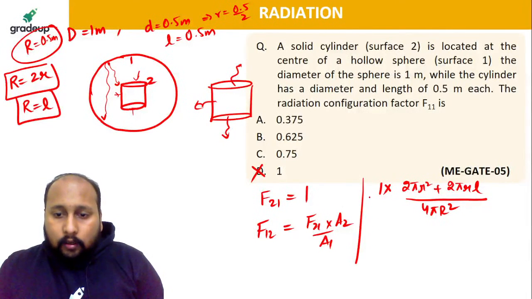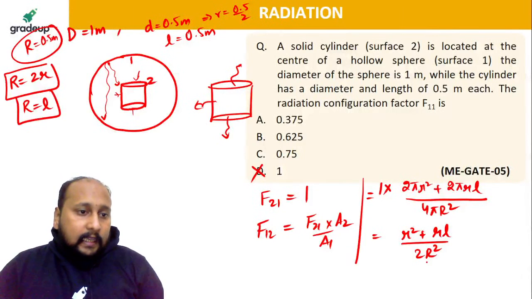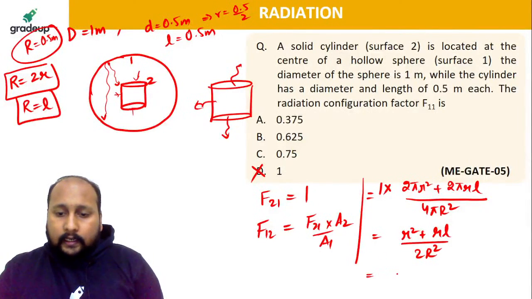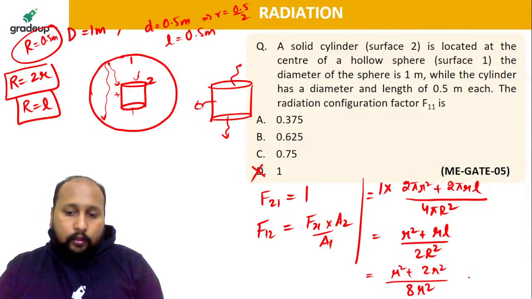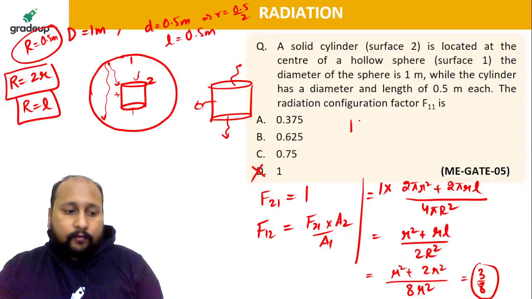So we can say 2 will be cancelling out, pi will be cancelling out, so r square plus r into L by 2 into capital R square. Instead of capital R, I can write 2r. So let us write this as r square plus 2r square upon 8 small r square. So this is 3 by 8. So I got the value of F12 is equal to 3 by 8.